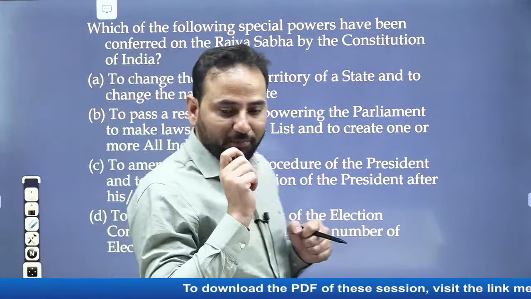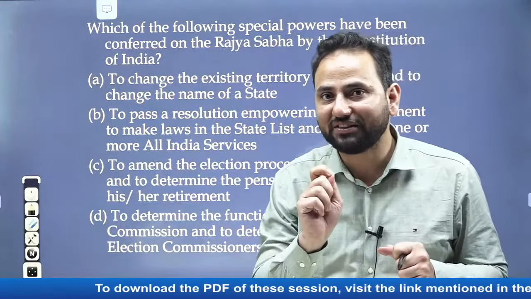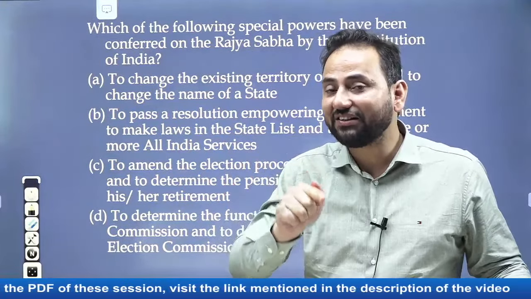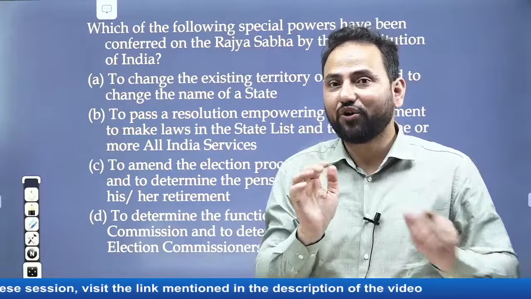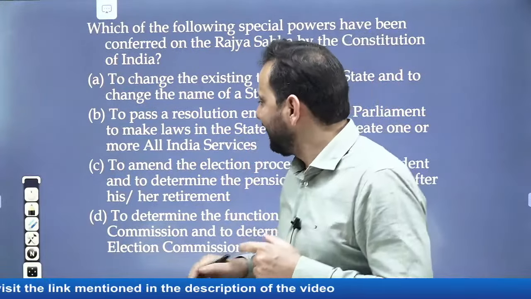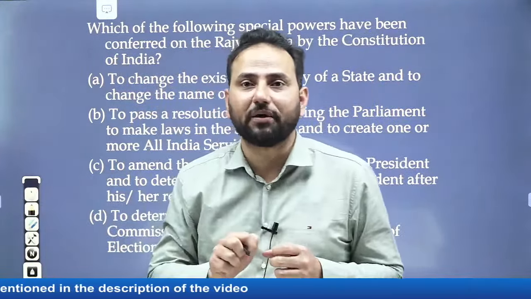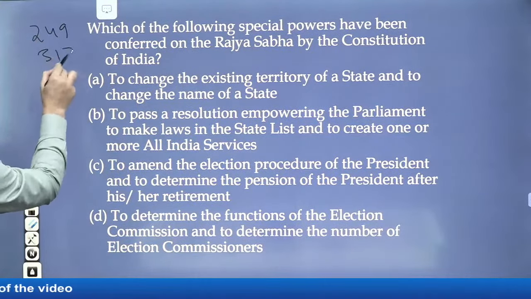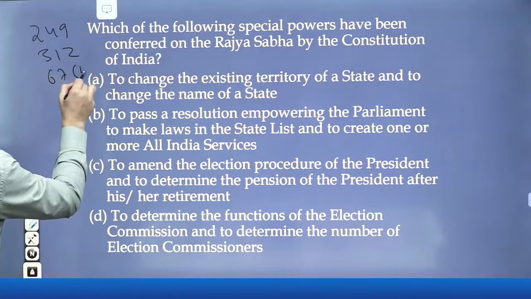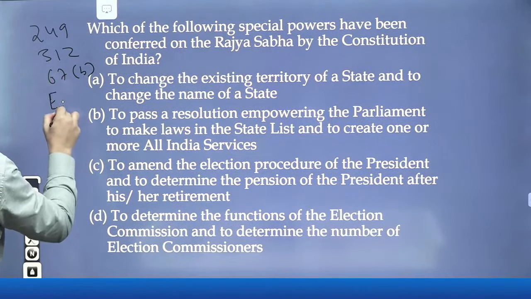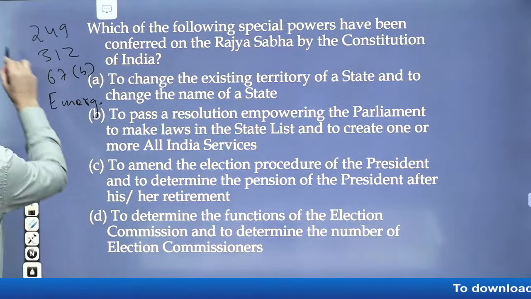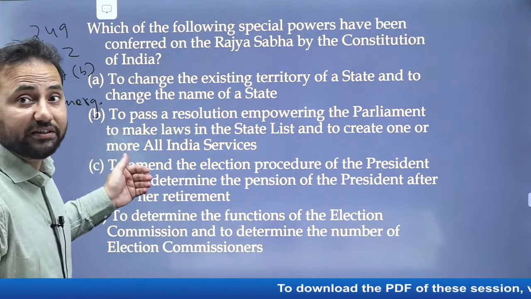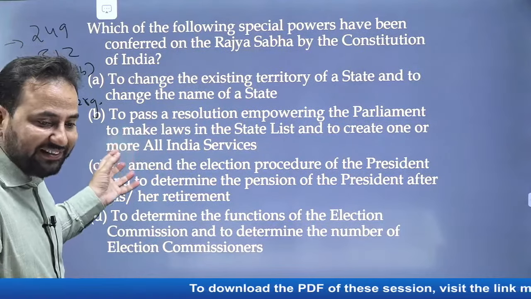Now, if you talk about this question, we have been seeing it on a regular basis. That is Article 249 and Article 312 of the Indian Constitution. If you talk about the special powers of Rajya Sabha, there are 4 special powers in the hands of Rajya Sabha: Article 249, Article 312, Article 67 Clause B, and the case of emergency. These are the 4 cases where the Rajya Sabha is more powerful than the Lok Sabha. Let me repeat these concepts again.